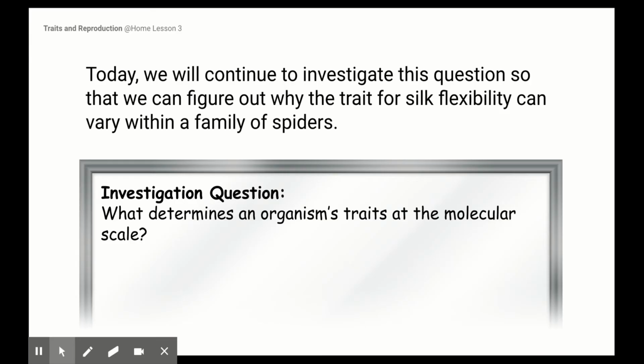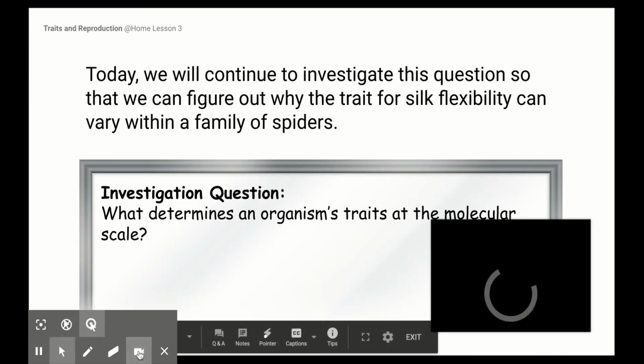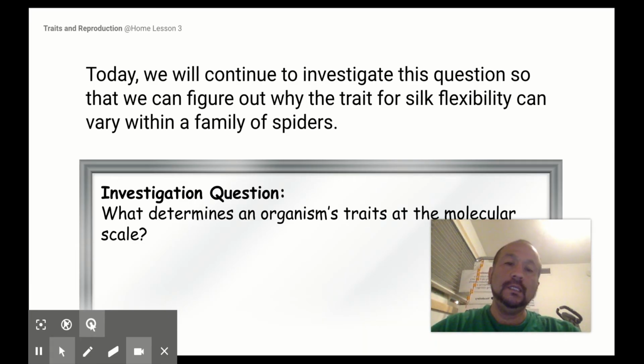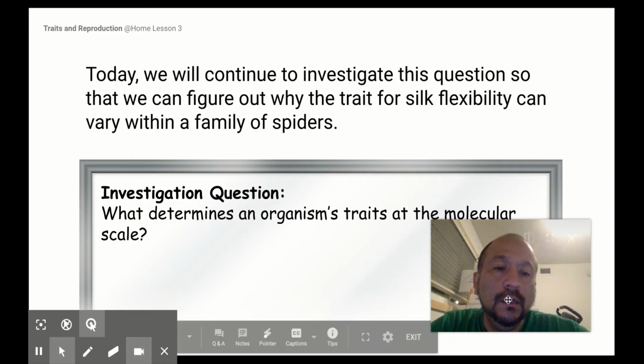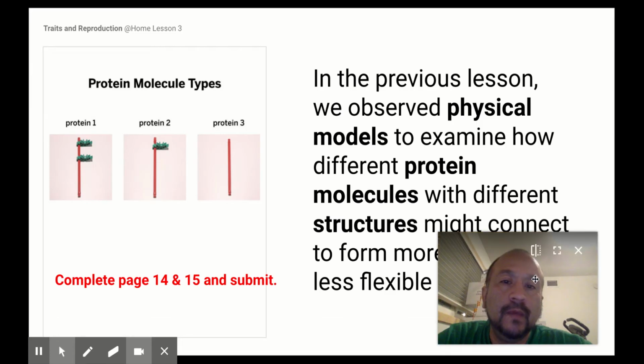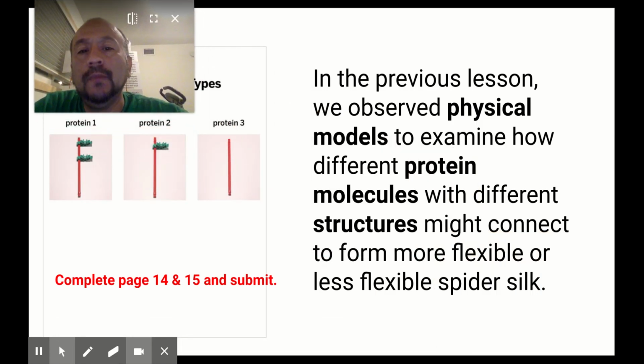So we're going to look at an organism's traits and see what's going on inside of a spider at a microscopic level, at a level that you would need a microscope. You would need a microscope to look in and see what is going on in their bodies. In the previous lesson, we observed physical models to examine different protein molecules with different structures that might connect to form more flexible or less flexible spider silk.